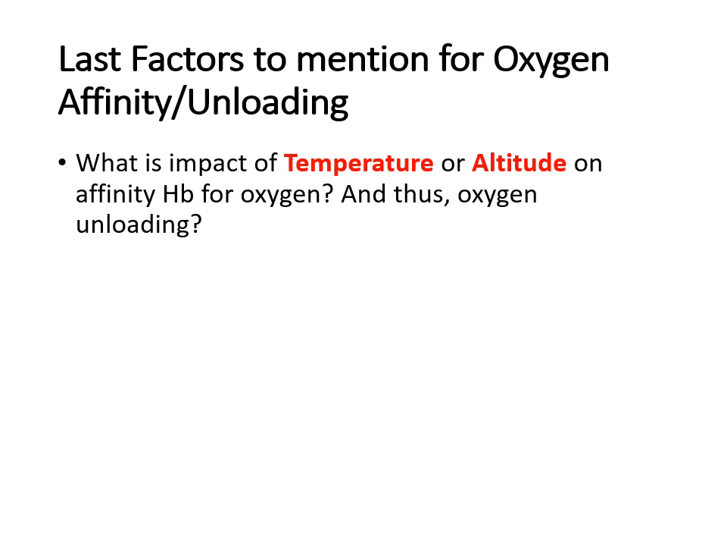Okay, so the last thing to mention about oxygen affinity and unloading is the impact of temperature or altitude on the affinity of hemoglobin for oxygen. And when you think of the affinity for oxygen, you can also think of oxygen unloading. So if there's very low affinity for oxygen, that means you'll have a lot of oxygen unloading because you don't want to hold on to that oxygen. You don't like it, no affinity for it. Okay, so when we talk about temperature or altitude, high temperature, high altitude, both will increase oxygen unloading, which tells you that they create a lower affinity for that oxygen.